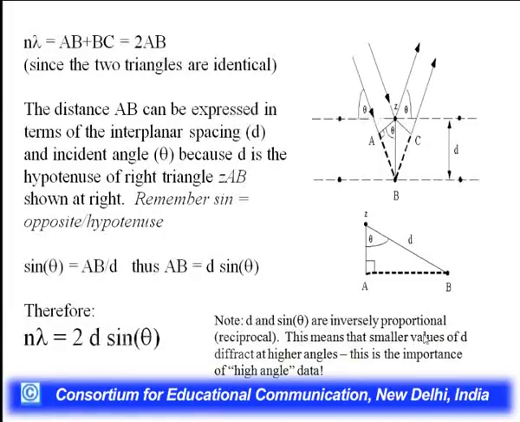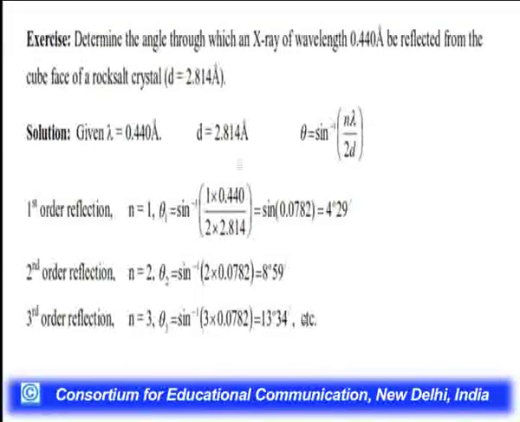d and sin theta are inversely proportional, or reciprocal, to each other. This means a smaller value of d diffracts at a higher angle. This is important for the high angle data. Now, by using Bragg's law, we solve one example.